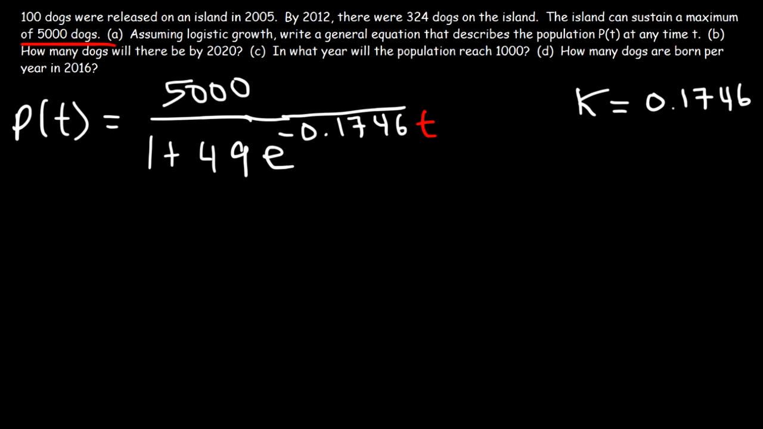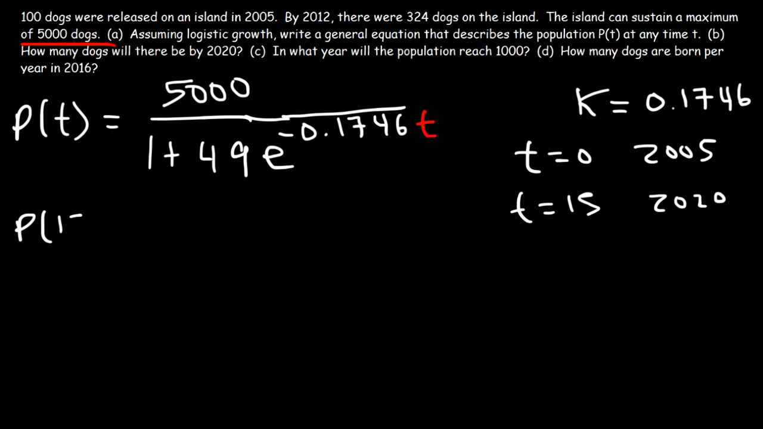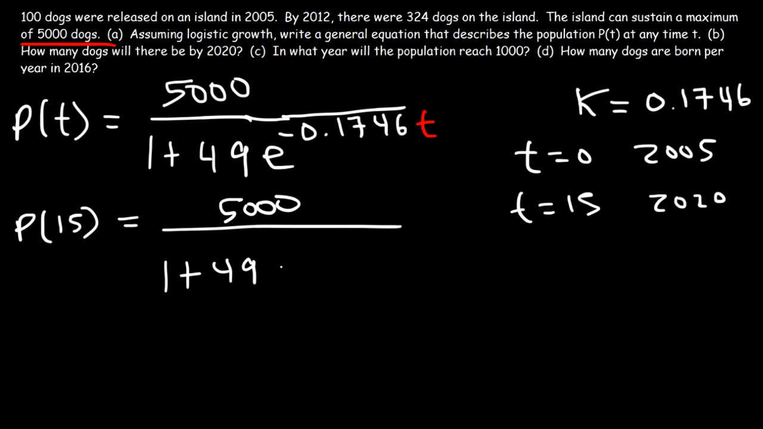Now, how many dogs will there be by 2020? So if t is equal to 0 in 2005, by 2020, t should be 15. 2020 minus 2005 is 15 years. So we need to find the population when t is 15. So all you got to do is plug in 15 into this equation. Now you can type this in all at once, but for some of you who may not have that type of calculator, I'll go ahead and do it one step at a time.